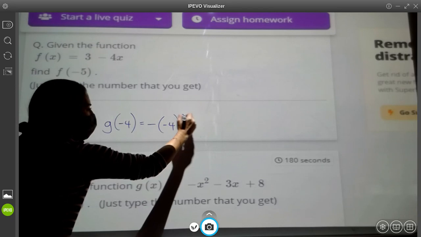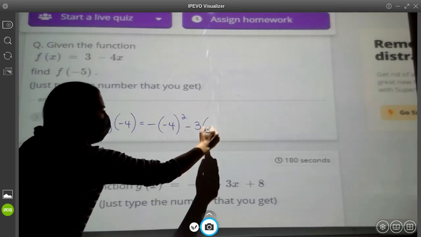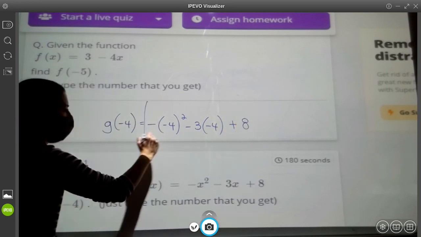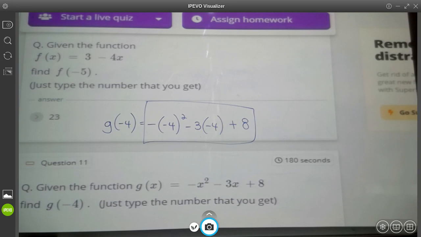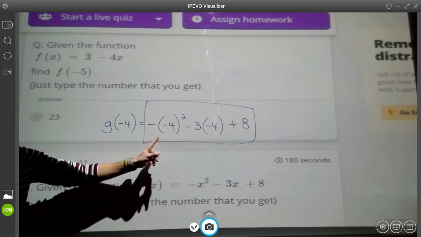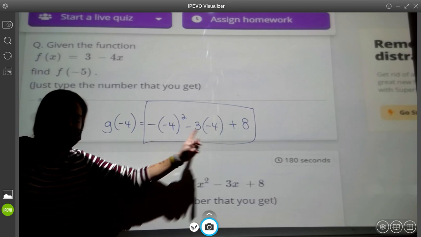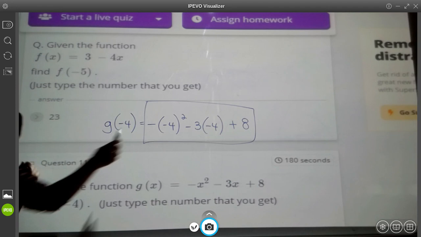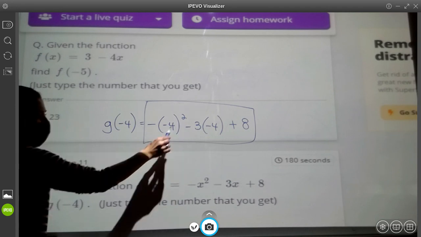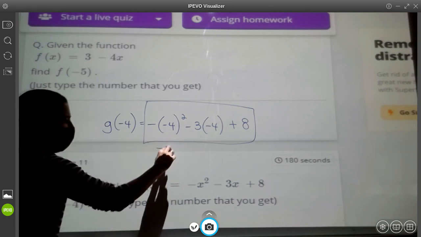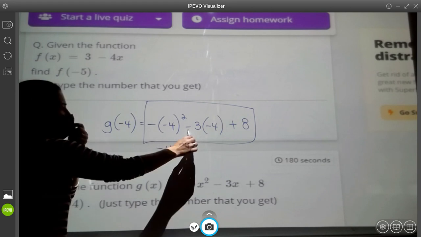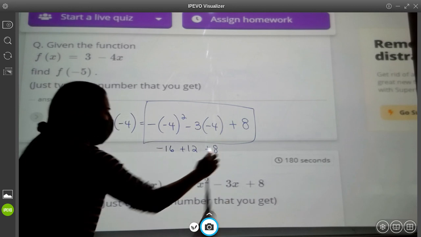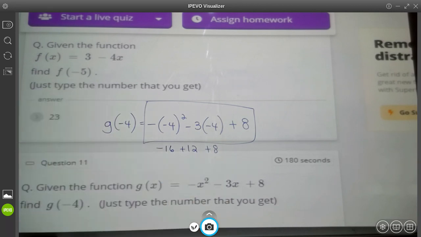So, that's what it looks like when you plug -4 in for the x's. You're either going to plug that into your calculator the exact way I wrote it, or you're going to PEMDAS it. First we square. -4 squared is 16. 16 times the negative sign is -16. -3 times -4 is positive 12, and then bring down the +8. All you have to do is add this in the order they appear, -4, and then +8. And your answer should be 4. Okay? So again, don't type anything else, just type 4 in, call it a day.